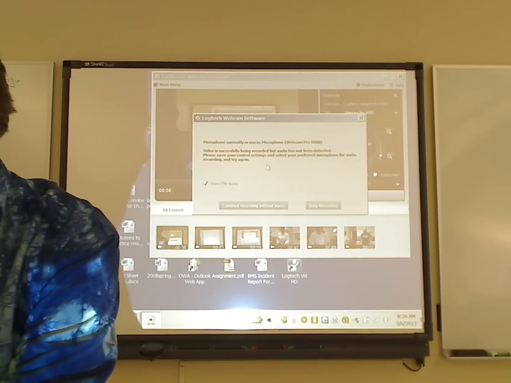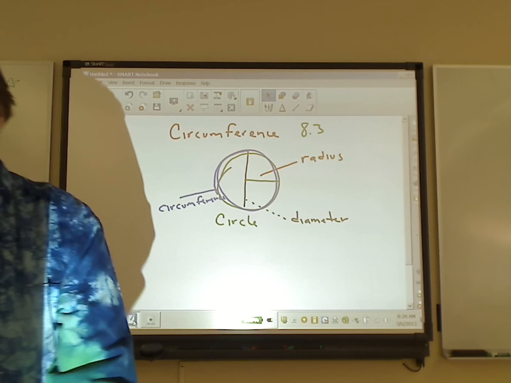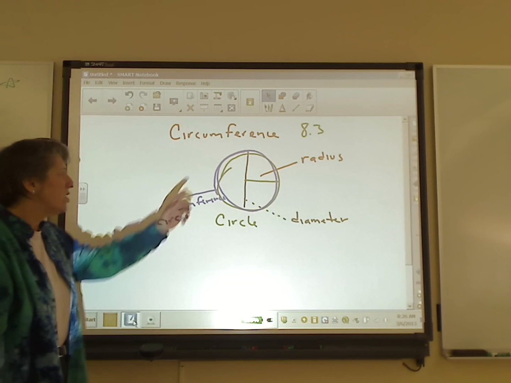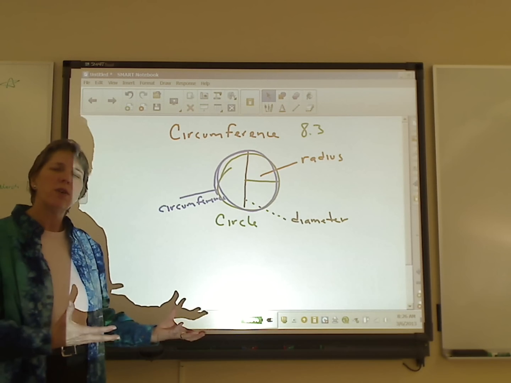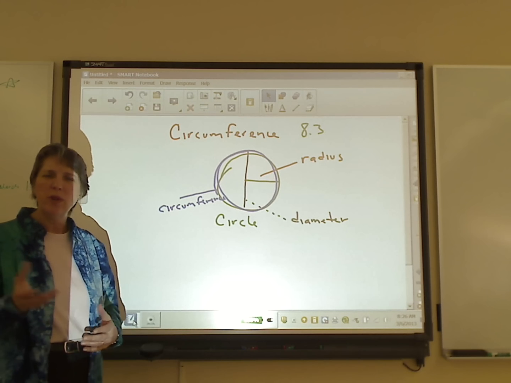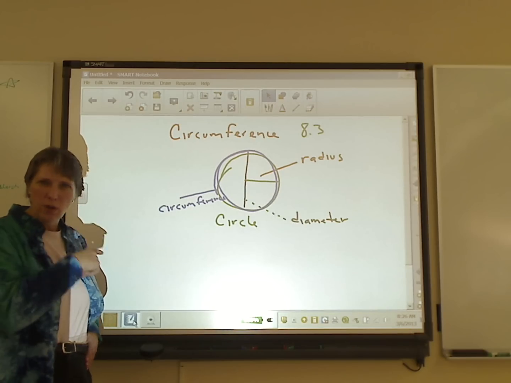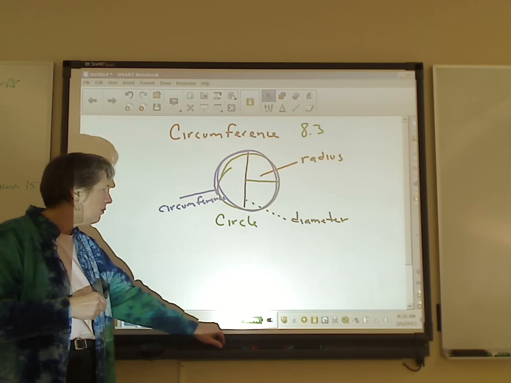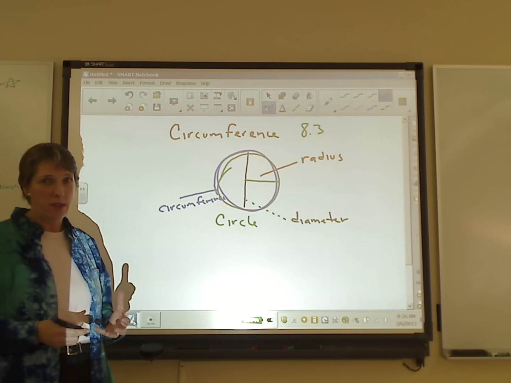Today we are talking about circumference, and it's in section 8.3. If you need a reference for the book, turn to section 8.3 to give you more review time, so you can look at that to help your understanding and to aid with the video. All right, the circumference only deals with circles.